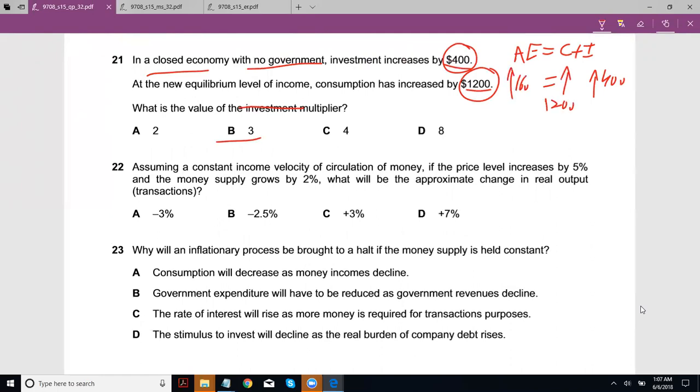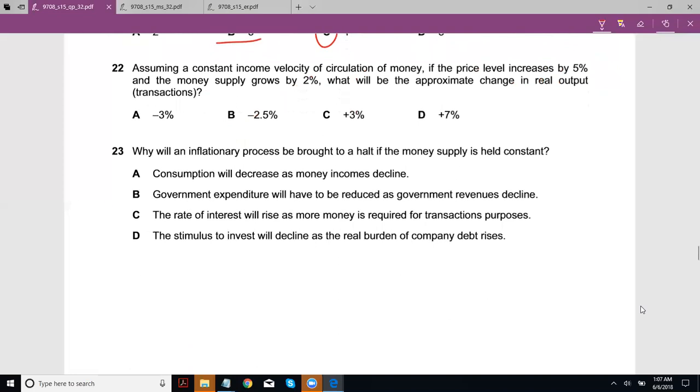And I has gone up by 400 and C has gone up by 1200, which means aggregate expenditure has gone up by 1600. And the reason that your national income has increased by 1600 is that at the equilibrium level of income, your aggregate expenditure is equal to your national income. So an injection of 400 leads to an increase in national income of 1600, 4 times as much basically.